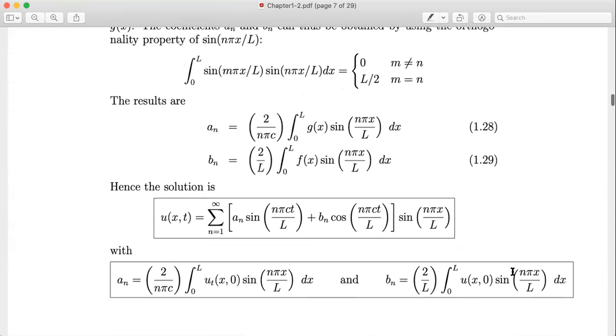Okay, so this is a sort of quick review of how to solve the general vibrational motion of a string of finite length. Let me just stop for a second to see whether there are any questions.